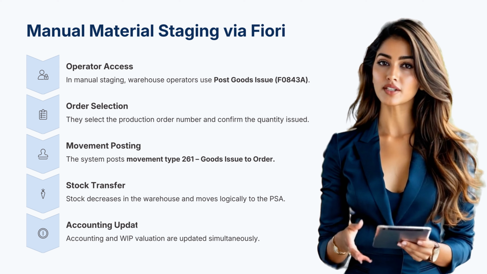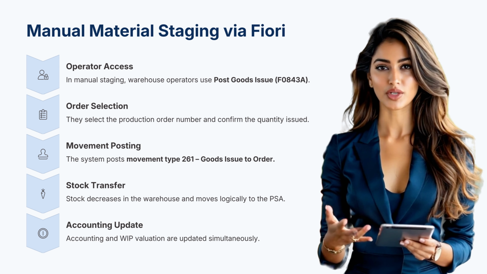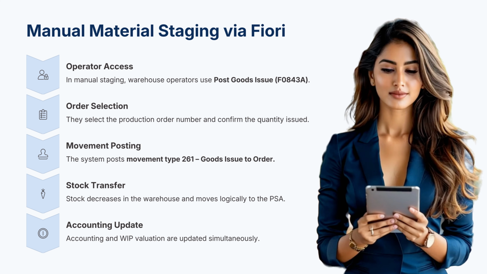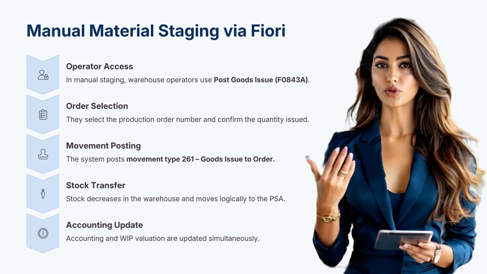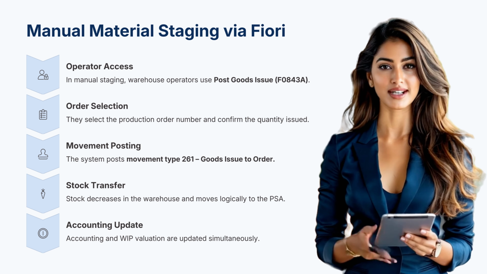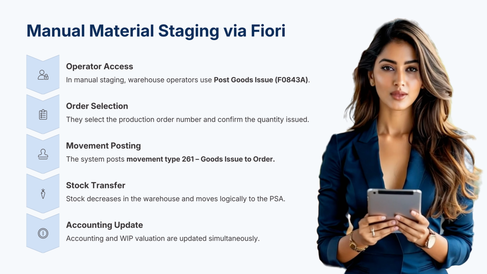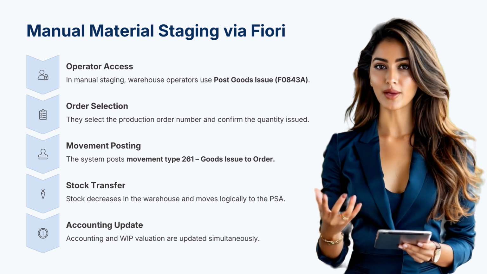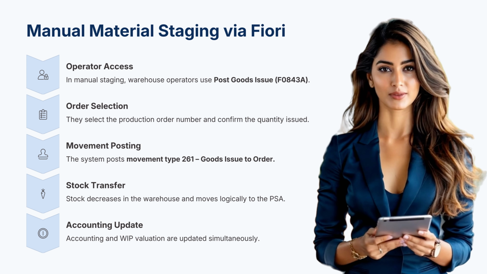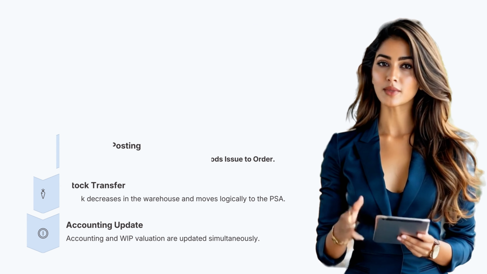Manual material staging via Fiori. In manual staging, warehouse operators use the Post-Goods Issue F0843A app. They enter the production order number and confirm issued quantities. The system posts movement type 261, goods issued to order, transferring materials from warehouse storage to PSA. This updates stock and production order costs simultaneously.